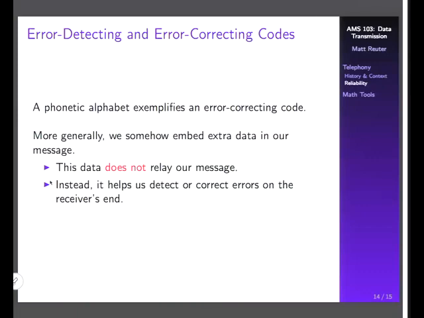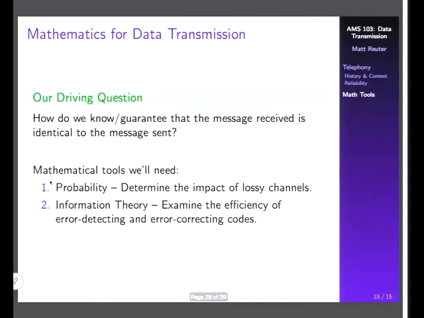Okay, so like I said, the phonetic alphabet exemplifies an error-correcting code. The idea more generally is we've added extra data in our message. That data doesn't actually transmit any information. By adding that "ovember," we didn't add anything new, but it does help the receiver correct the error. So our driving question, as we said a little while ago, is how do we know or guarantee that the message received is identical to the message sent? That the receiver got what we were trying to send them.